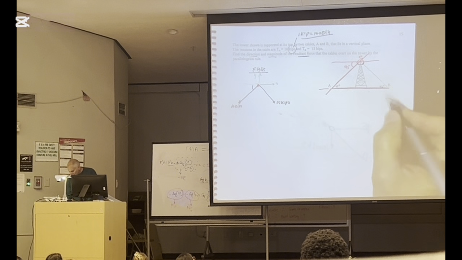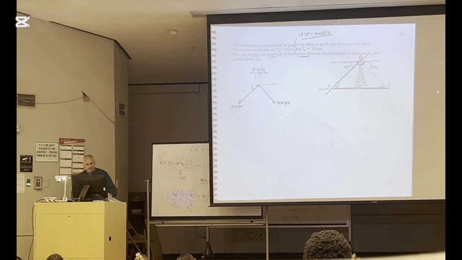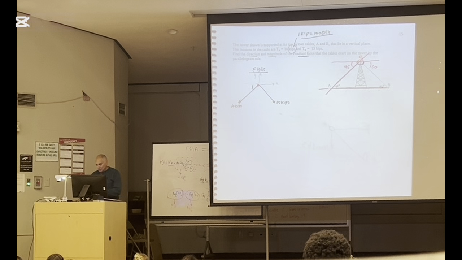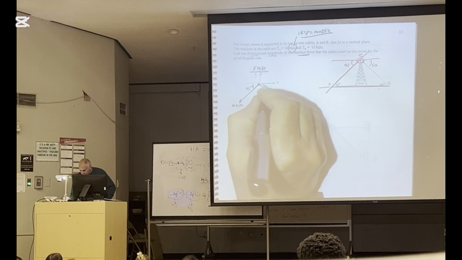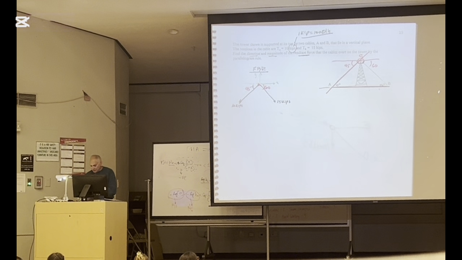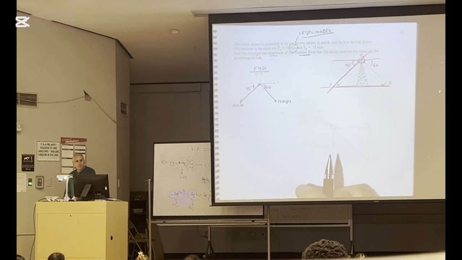And that's 60, this has to be 60. Who's not with me? So I know this is 45, that's got to be 60. Yes? Now, here comes the parallelogram rule.